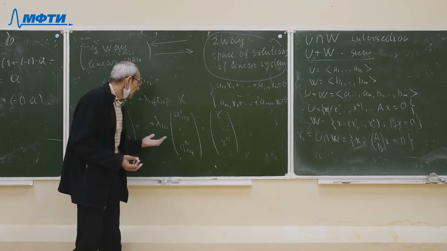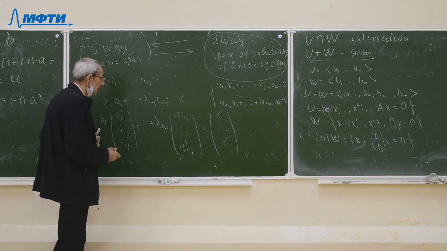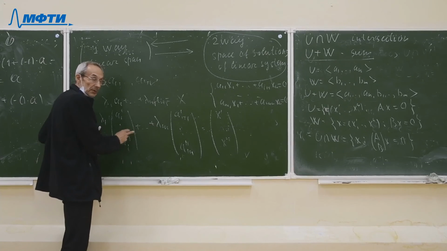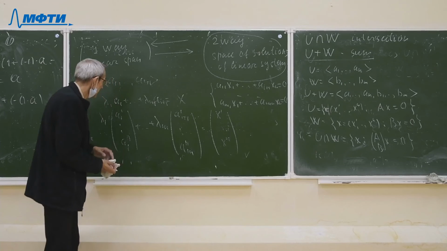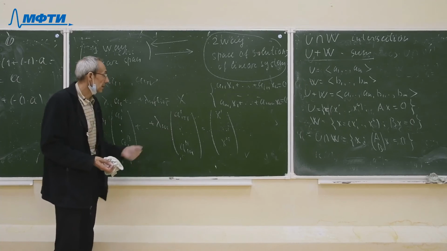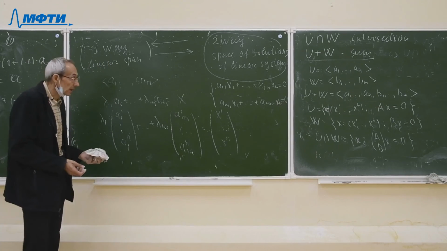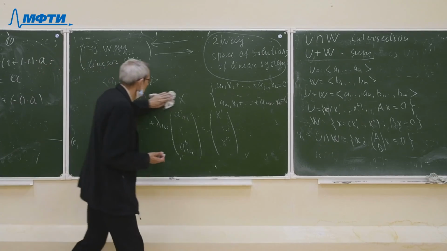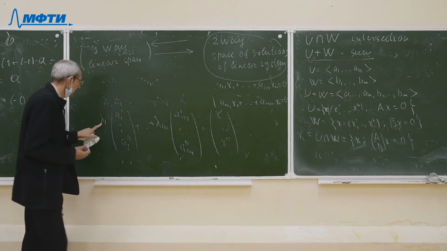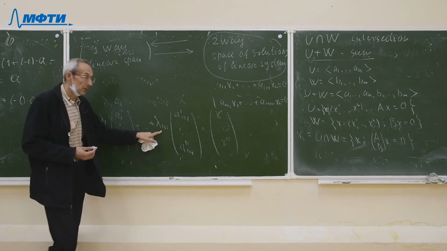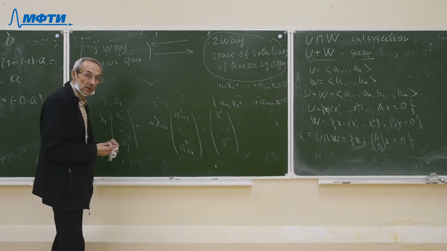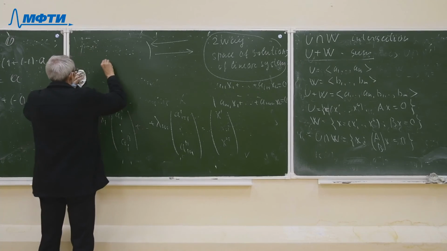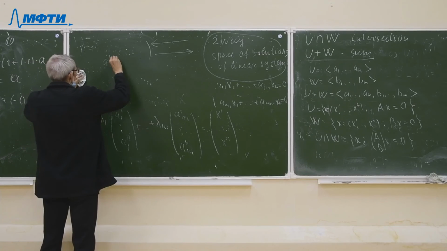What does it mean? I have some unknowns, numbers lambda 1, lambda m, these variable unknowns, and some given arithmetical vectors a1 to am. And I can rewrite this equality as some linear system. In this linear system, lambda 1, lambda m are unknown, and these numbers are the coefficients of this linear system. Namely, I obtain the following equality.